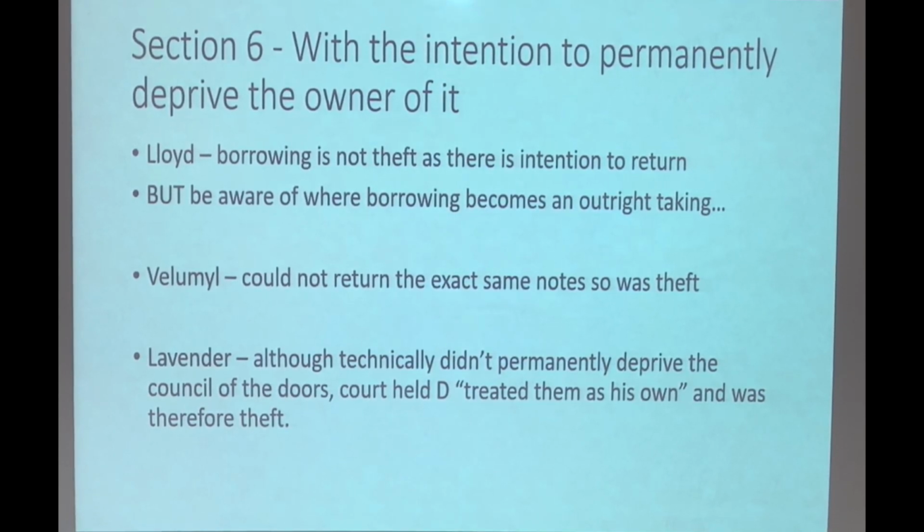So they did find him guilty and obviously twisted the law slightly there, which I'll talk about again in the AO3 in a minute. Same sort of situation in Lavender. Although technically he didn't deprive the council of the doors, as he took the doors and they put them on his council house, the court said he treated them as his own and therefore it was theft. So it's worth bearing that in mind as well. It might not quite fit the definition, but quite often if it links to a case, that's relevant as well. The two main ones there are probably Lloyd and Lavender to watch out for in the exam.